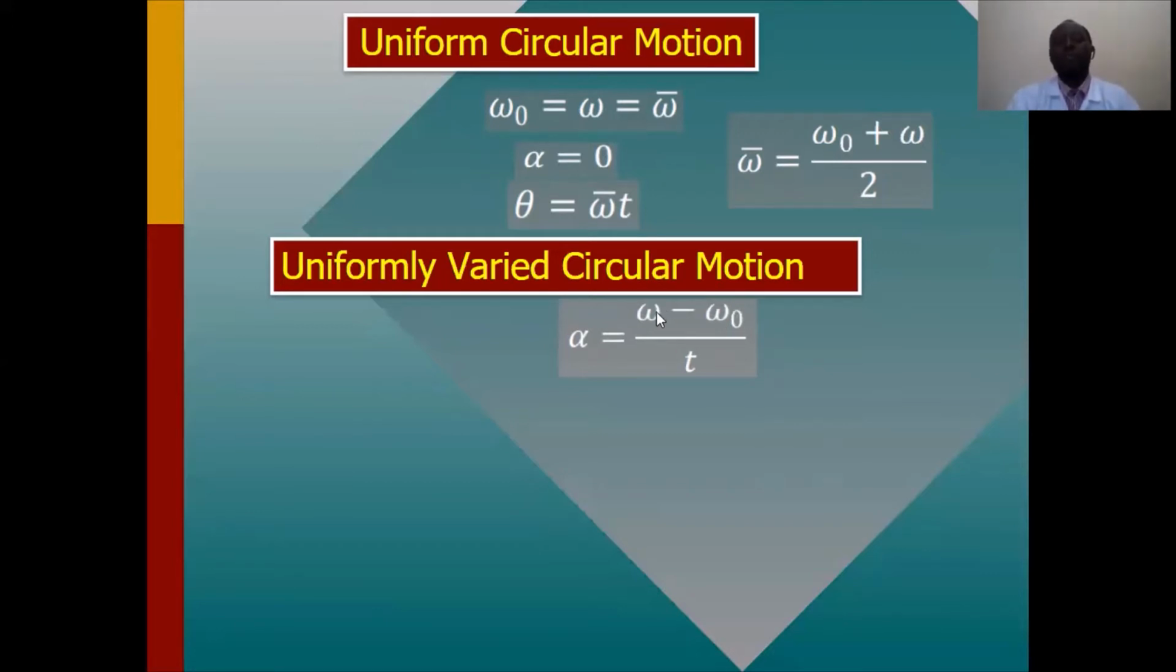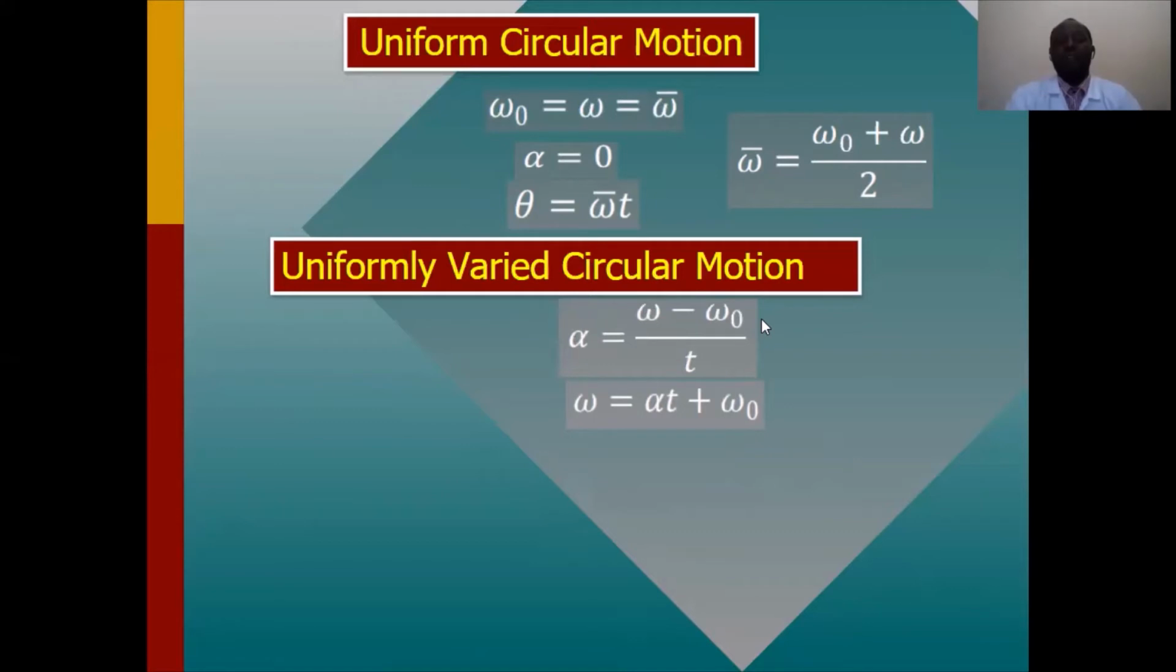Here we have two cases. Case 1 is when the final angular velocity is greater than the initial angular velocity. So the difference will be positive, giving a positive angular acceleration, and here we have accelerated circular motion. For the second case, the final angular velocity is less than the initial angular velocity. For this case, the angular acceleration will be negative, and we have decelerated circular motion.